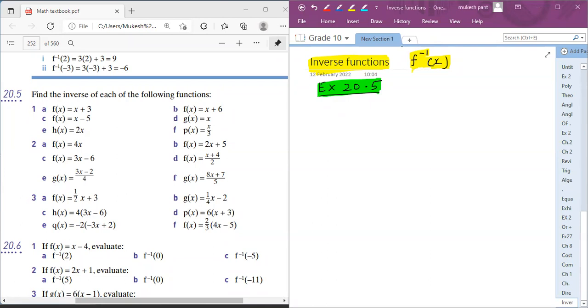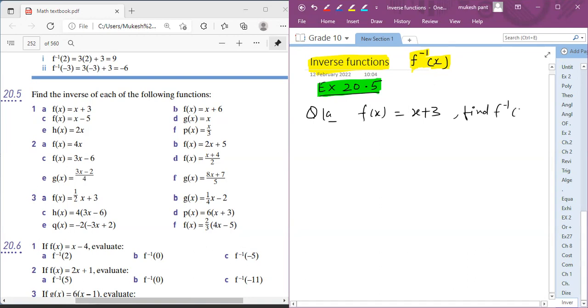Inverse, you can assume, just means the opposite. But now see how to calculate this one. Question number 1a. Learn the method. f(x) equals x plus 3, because we have been given f(x) equals x plus 3, and the question is find f inverse x.